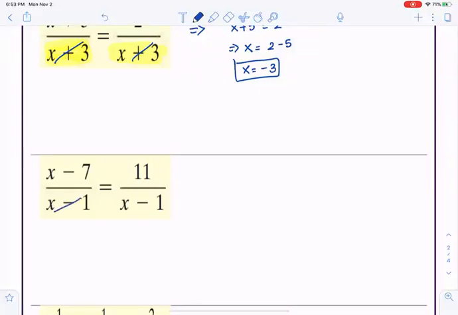We have a common factor on either side, and they are by themselves. So we get rid of that x minus 1. We have x minus 7 equals 11. Move the 7 to the other side. We have 11 plus 7, or negative 7 to the other side. So x would simply be equal to 18.